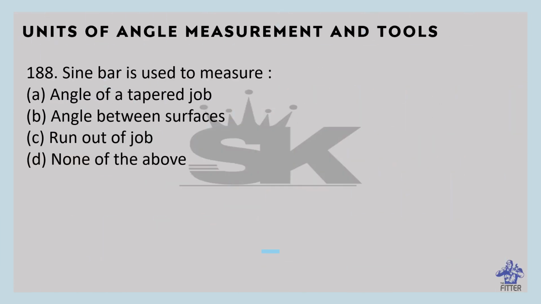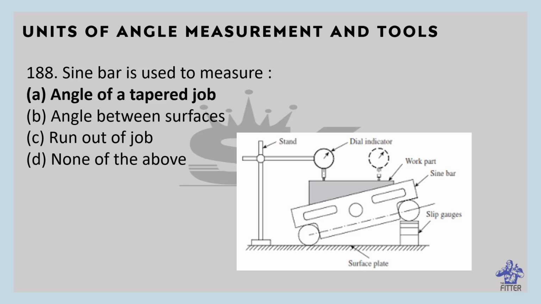Sine bar is used to measure the angle of a tapered jaw. Sine bar is one of the most accurate angle measuring devices. The working principle of sine bar is based on the trigonometric function. Sine bar is specified by the center distance between two rollers. You can see here in the picture, this is the sine bar.